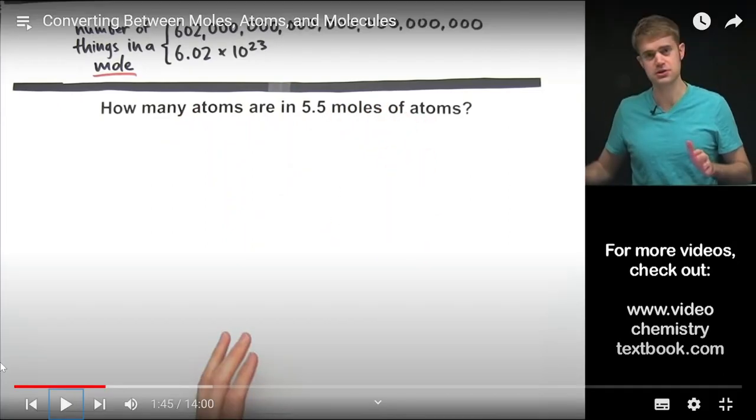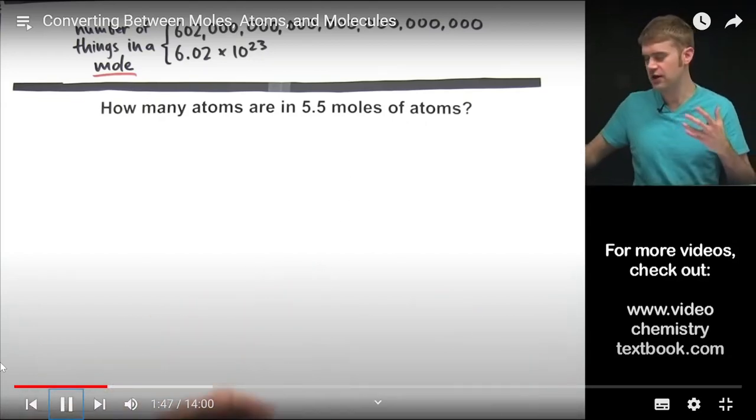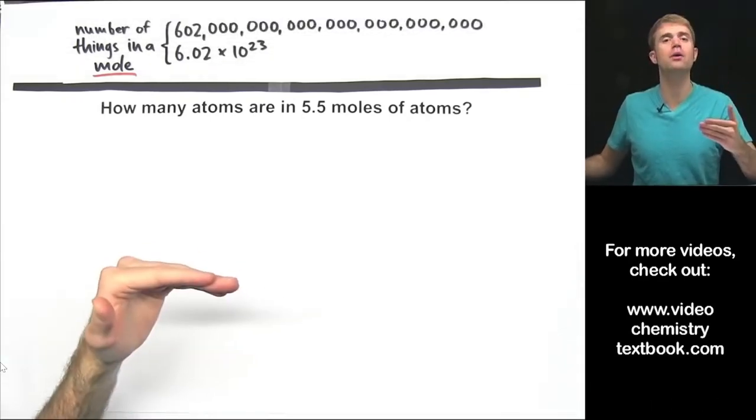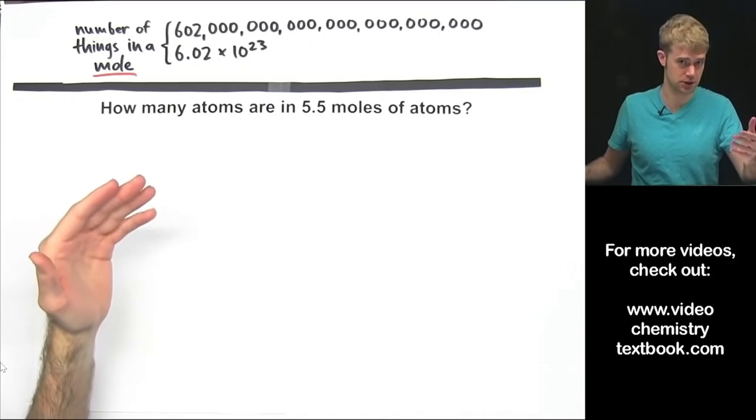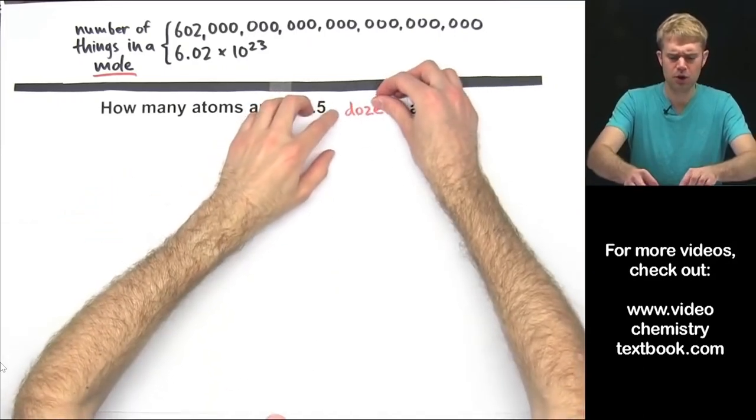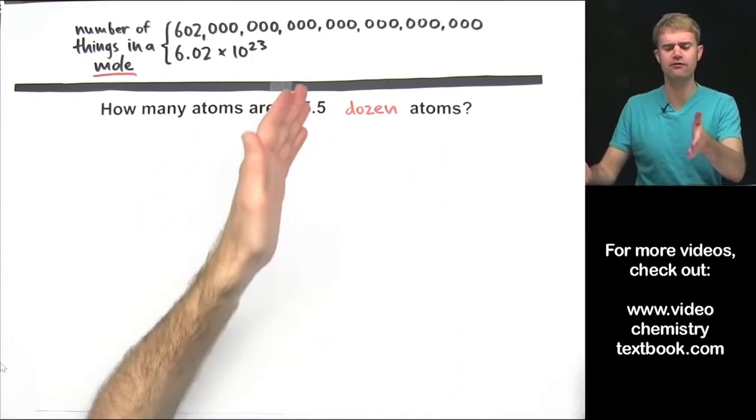Just before we carry on, if I said you have 5.5 dozen atoms, how would you find the number of atoms? 5.5 dozen, 5.5 times 12, right? So what are you going to do when you have 5.5 moles of atoms? 5.5 times 6.02 times 10 to the 23. Yeah. But to get a handle on how to think through this, let's first think about how we would do this kind of problem if we were talking about dozens instead of moles. So what if instead of 5.5 moles, we were talking about 5.5 dozen?